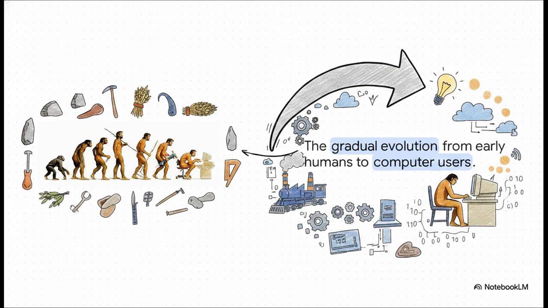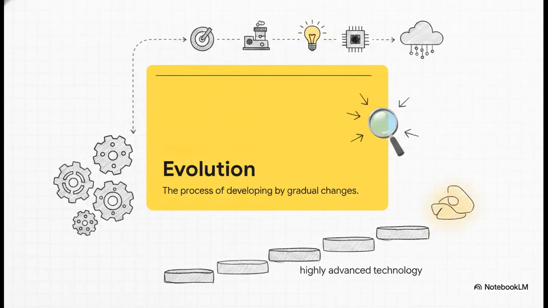The source material makes a great point here. Just like human beings, our technology is engaged in a continuous, living process of development. It adapts, it improves, and it constantly builds upon what came before it. But really, what do we mean by evolution here? Well, it's quite simply the process of developing by gradual changes.